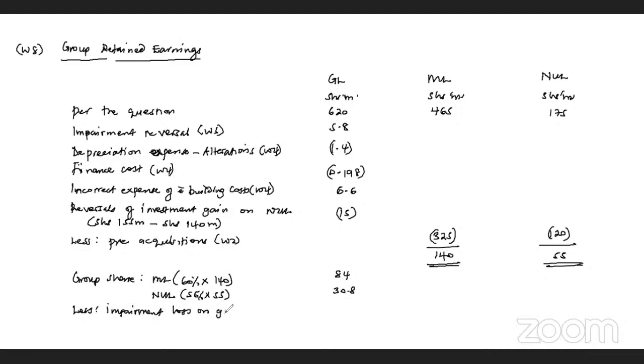Less impairment loss on goodwill of ML, and check working two. That impairment loss on goodwill was 18.4. In fact, the entire goodwill figure was fully impaired. So when you do the additions and subtractions, you'll come up with group retained earnings of 712.2 million. That will be your group retained earnings.